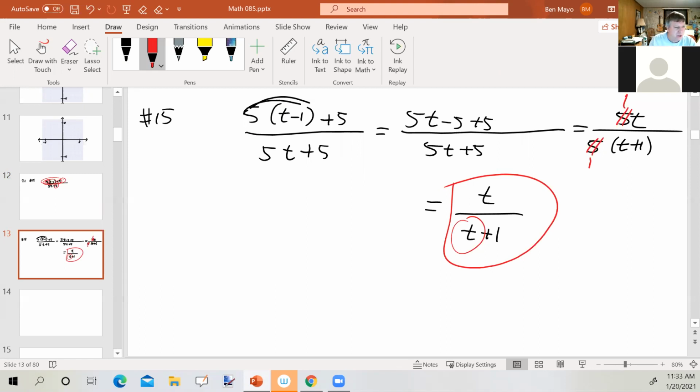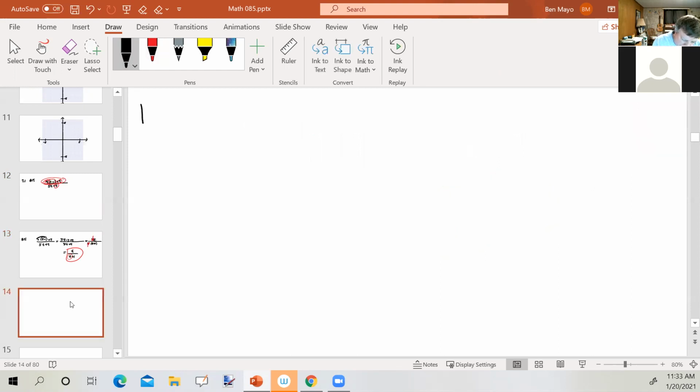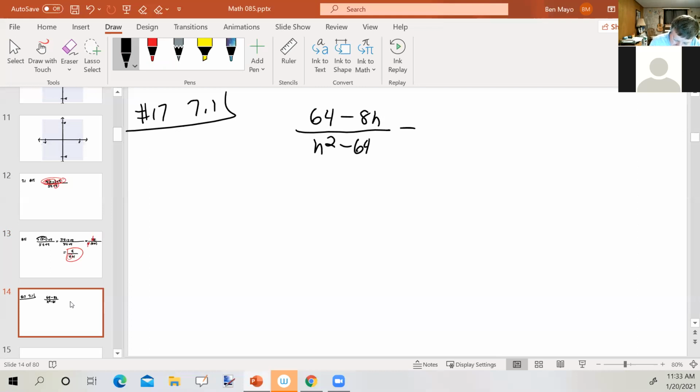Okay, we have a similar situation coming up. This is number 17 from 7.1. It says simplify, assume that the denominator is not 0, and we have 64 minus 8h divided by h squared minus 64. Okay, so I'm going to factor an 8 out of the numerator and get 8 minus h. I'm going to factor the denominator. It's the difference of 2 squares, h plus 8, h minus 8.